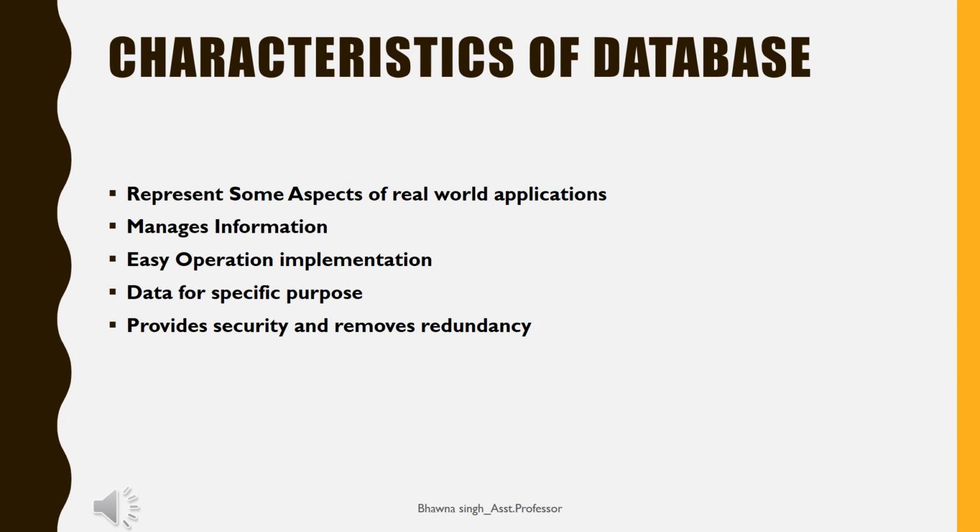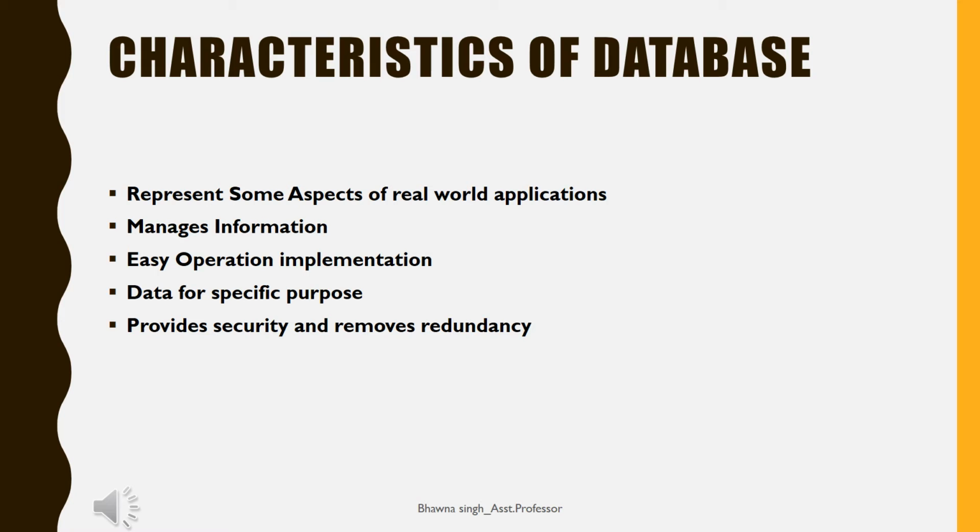Now let us discuss some characteristics of the database. The first one is it represents some aspects of real world applications. That means DBMS itself correlates with the real world, and it uses the concept of entities and attributes. So what do you mean by entity and attributes? Entity is any object that exists in the real world, and attribute is the properties of that object. Let's suppose a student is an entity in a school database, and there his or her name and age are the attributes of that student.